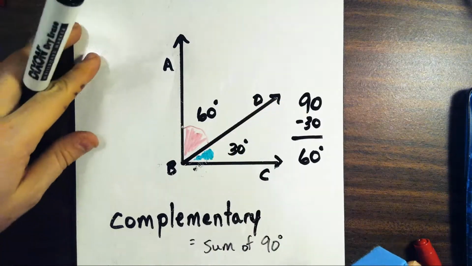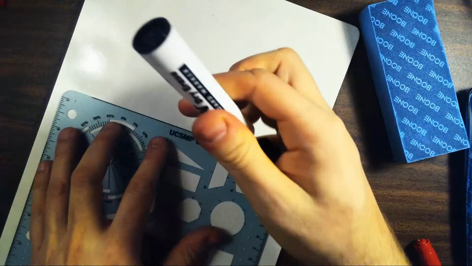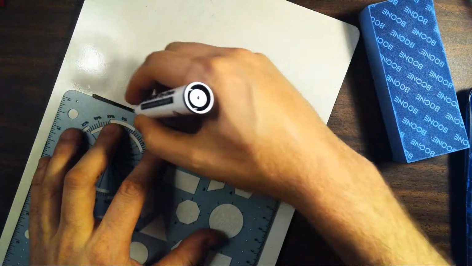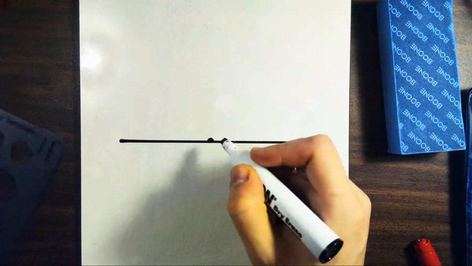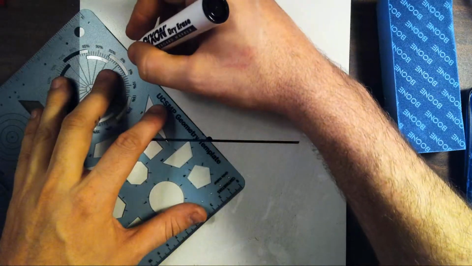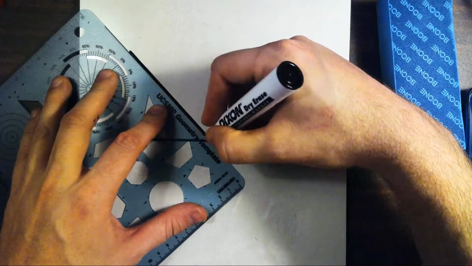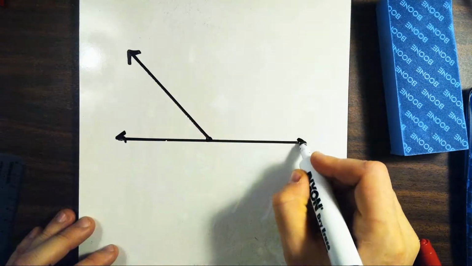All right, let me show you an example of supplementary angles. With my straight edge, I'm going to draw as best as I can a straight line. And I'm going to give that straight line a vertex. And I'm going to add another angle to it, or another ray to it.